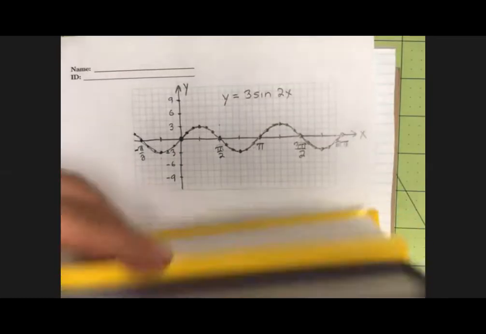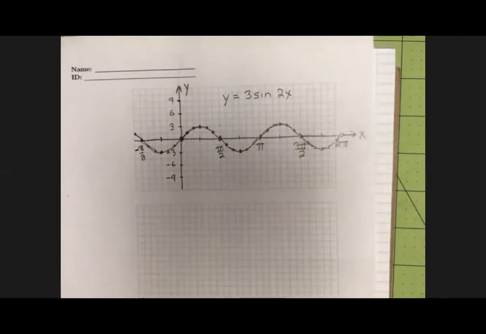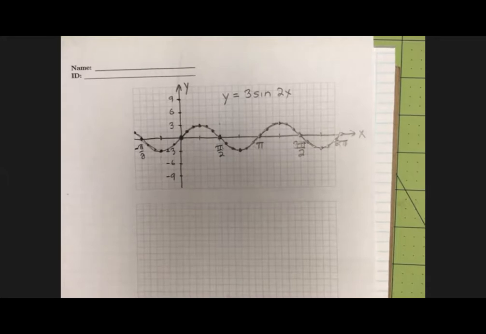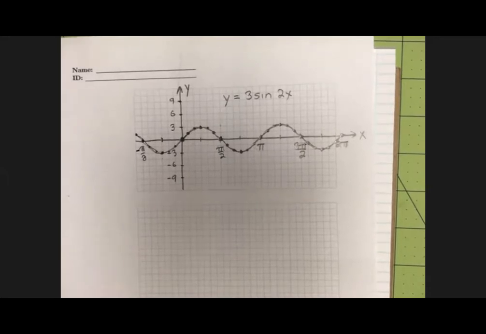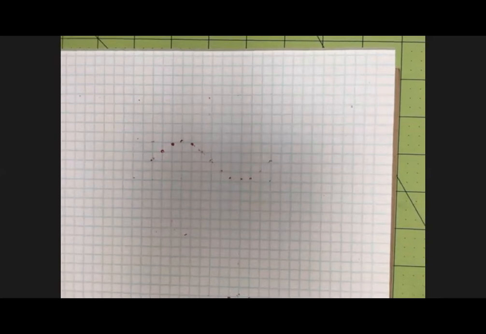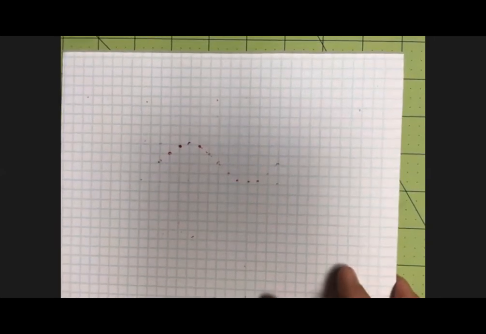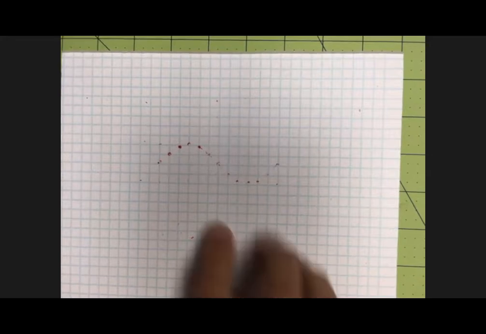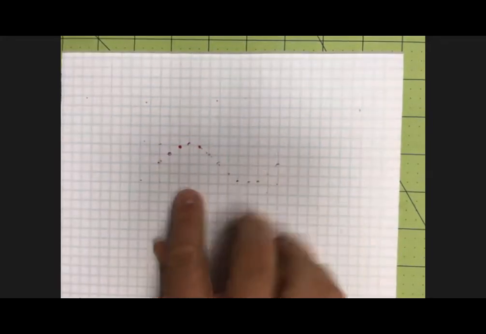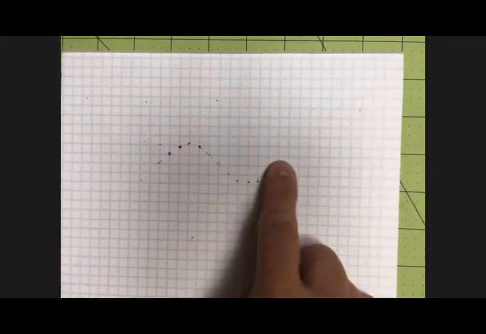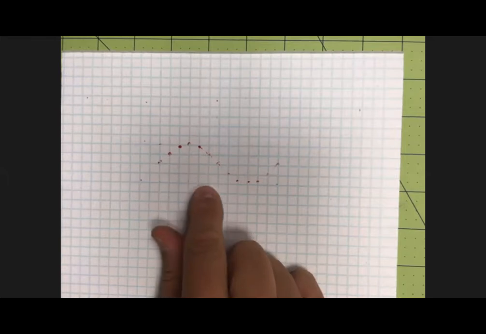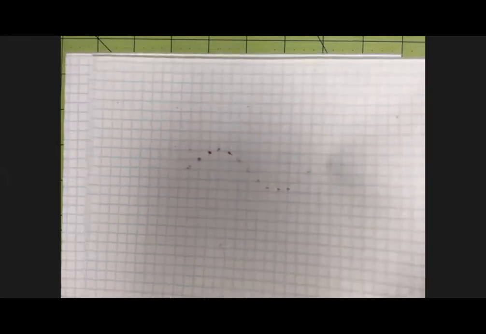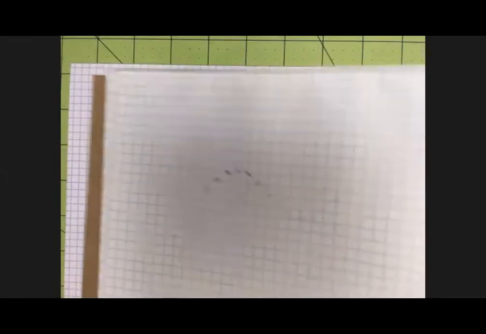Okay, let's go to the next level. I'll set my calculator aside. Let's draw the graph of, okay, here's the reason I don't like this graph paper. Some of the graph paper is really porous, and when you draw above it, it bleeds through.